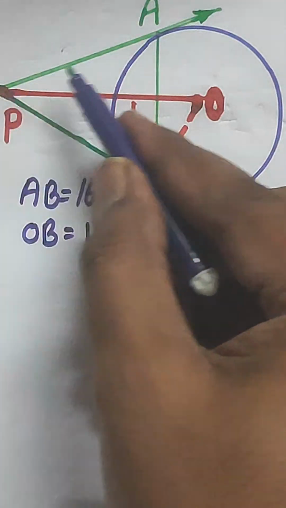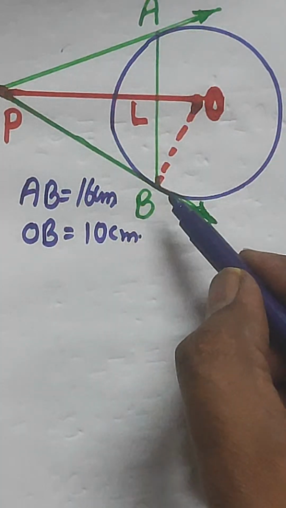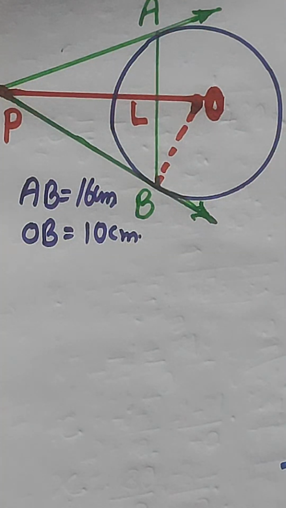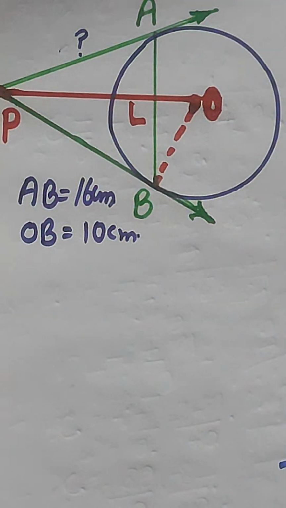Now the tangents at A and B intersect at a point P. So the tangents which are drawn from A and B, that means touching the circle at two points A and B, those two tangents are intersecting each other at a point P. Then we need to find the length of PA. This we need to find, right?